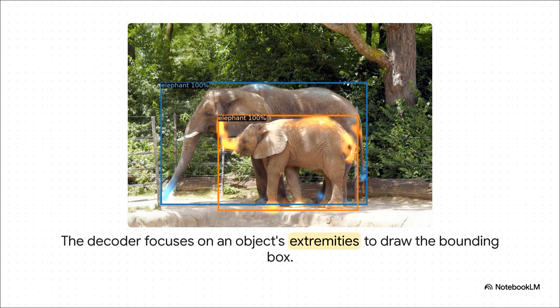Then, the decoder takes over. Once the encoder has figured out what's what, the decoder can really focus its attention. And we can see it here with the elephants. It's zeroing in on the extremities, the head, the legs, the tusks. It's using those key points to figure out the precise boundaries for the bounding box. It's just this beautiful division of labor between the two parts.